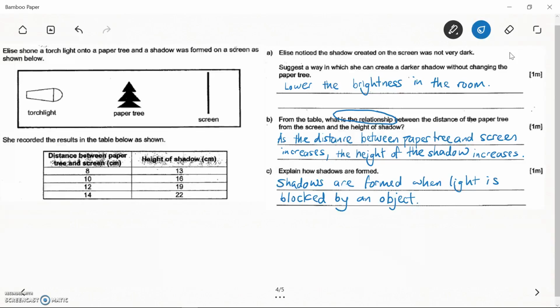This is a question about relationship. Remember, there's a template for this. Use this template. Thank you.